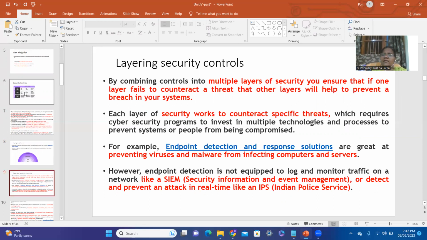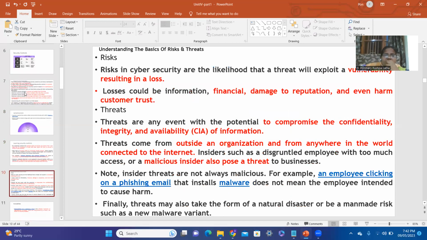Each layer is dealing with specific threats. If it deals with the application, only application threats are dealt. Network threats means only network threats are dealt. With an endpoint detection and response solution, you can prevent viruses and malware from infecting the computer and the server.